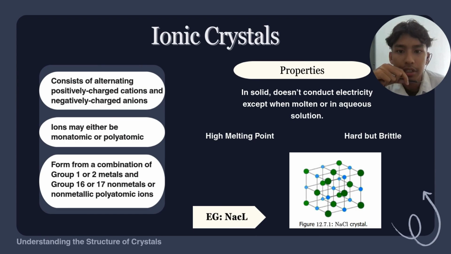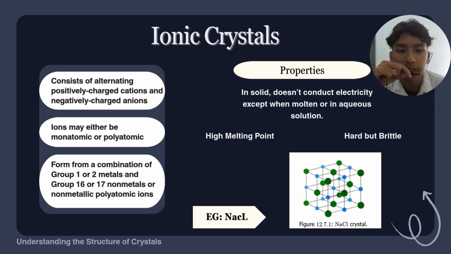Firstly, we have ionic crystal. It consists of alternating positively charged cations and negatively charged anions. Then ions may either be monoatomic or polyatomic. It's also formed from a combination of group 1 or 2 metals and group 16 or 17 non-metals or non-metallic polyatomic ions. The properties of ionic crystal is it is solid, doesn't conduct electricity except when molten or in aqueous solution.